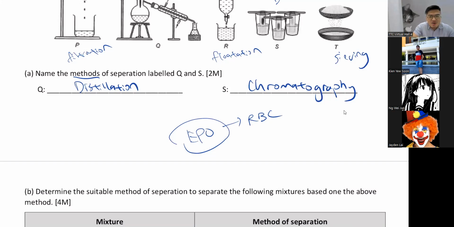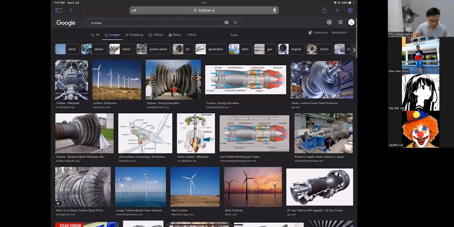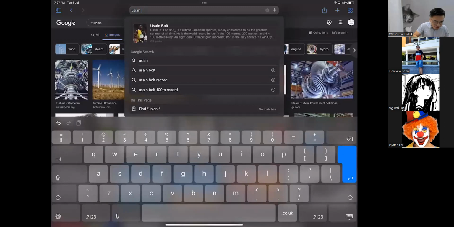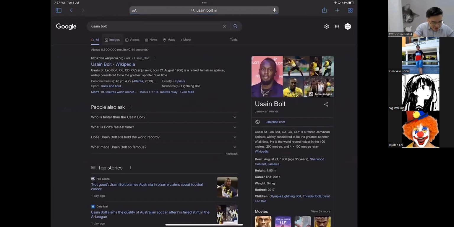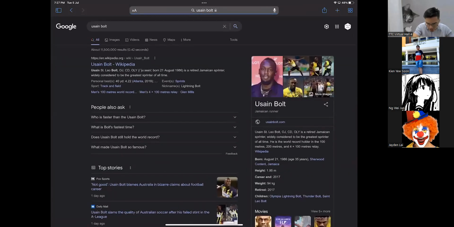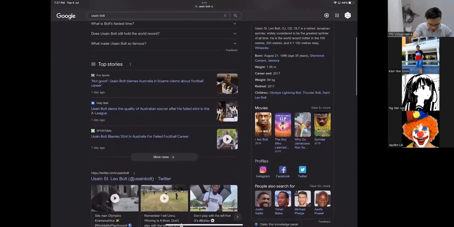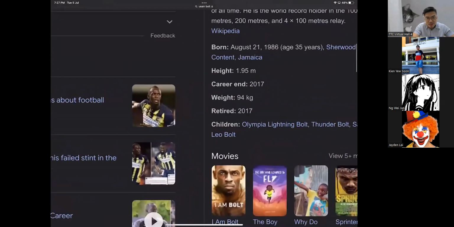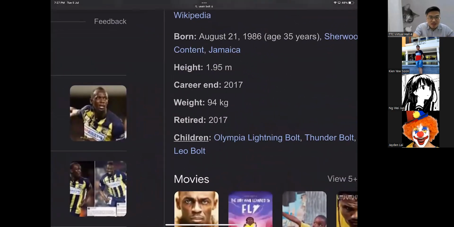Hey, you know who Usain Bolt is? The fastest man in the world? You don't know who he is? Come, let me tell you a story. Usain Bolt. Okay, he's the fastest in the world. You know how fast he ran? His world record was 9.5 something, I think. 9.54. Hey, you see how heavy he is? He's 94 kilo. Yeah, he retired. He's 94 kilo. He can run 100 meters in 9 point something.